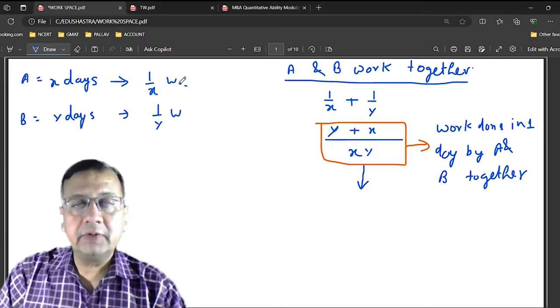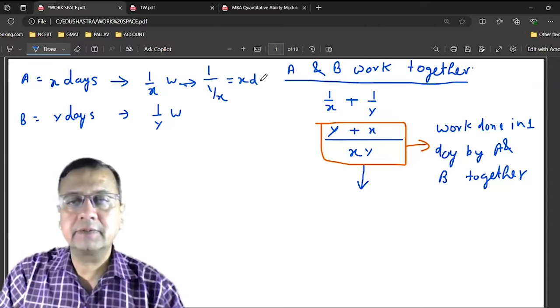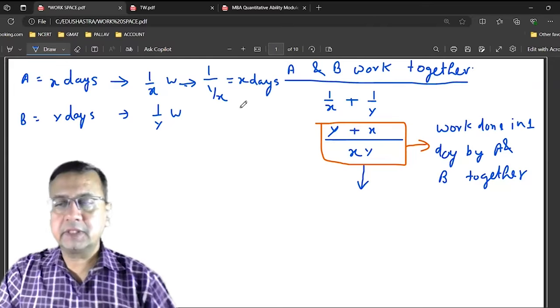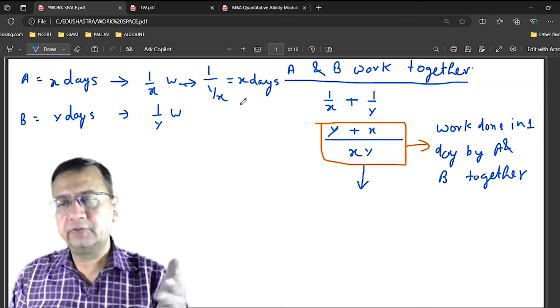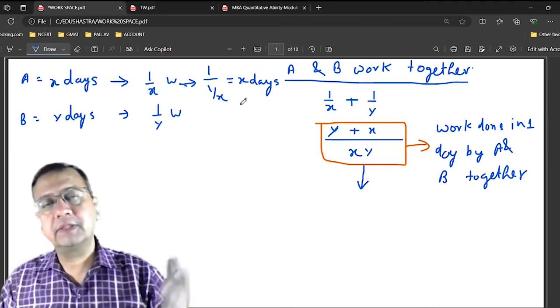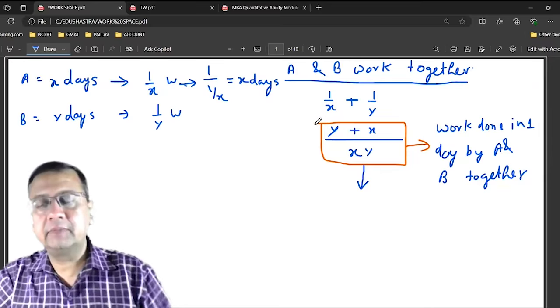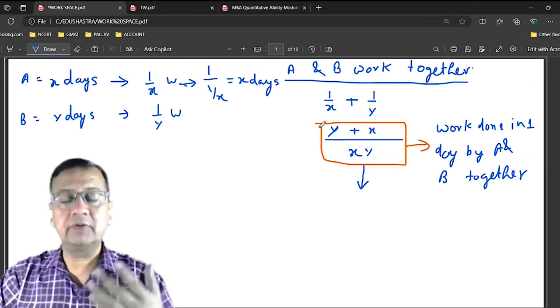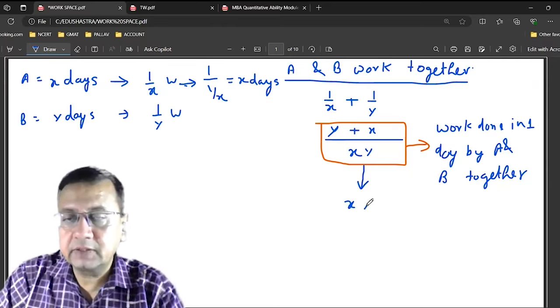Okay. Now, if I do the reciprocal of this, 1 upon 1 by X, what is the return value? X. And what is X? Days. Right? So this is reciprocally related. If you do the reciprocal of days, you will get work. And if you do the reciprocal of work, you will get days. So y plus x divided by xy is the amount of work done in one day. So if I do the reciprocal of this value, that is xy upon x plus y, right?